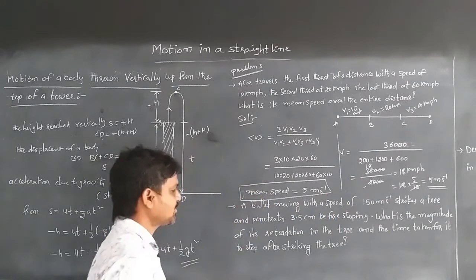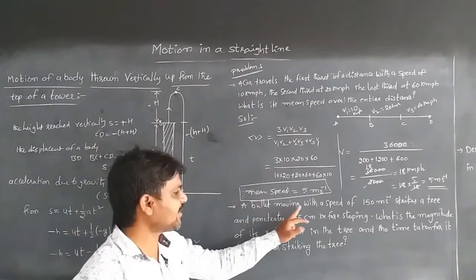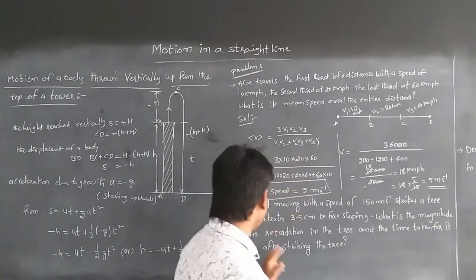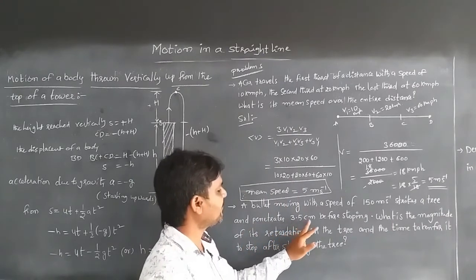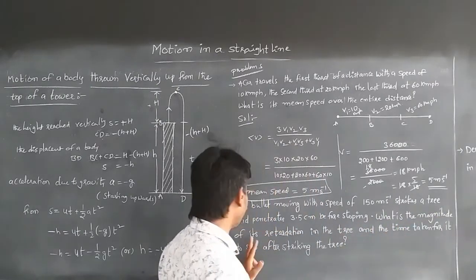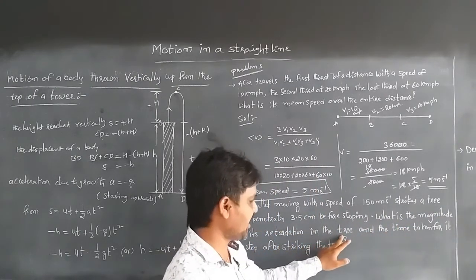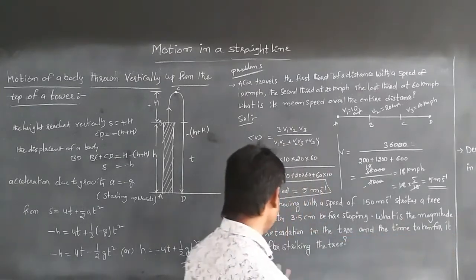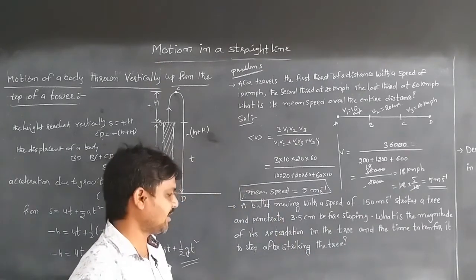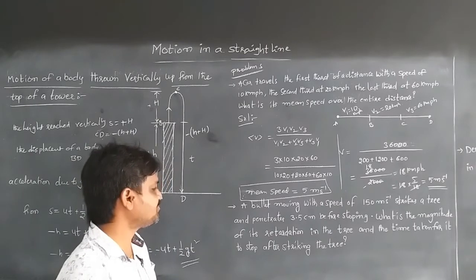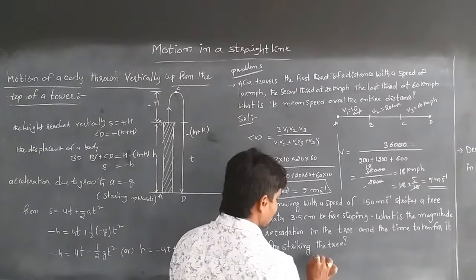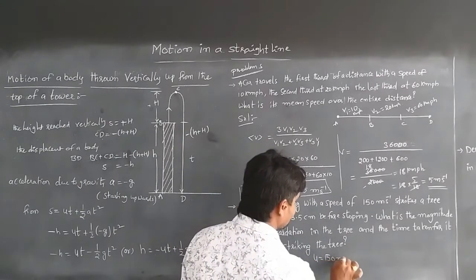This is about that. The next problem is: a bullet moving with a speed of 150 meter per second strikes a tree and penetrates 3.5 centimeters before stopping. What is the magnitude of its retardation in the tree and the time taken for it to stop after striking the tree? So here are the values. A bullet moving with a speed of 150 meter per second means the bullet's speed u is equal to 150 meter per second.